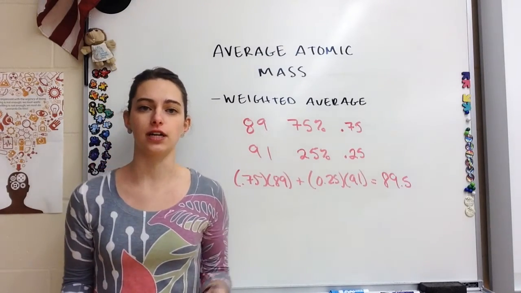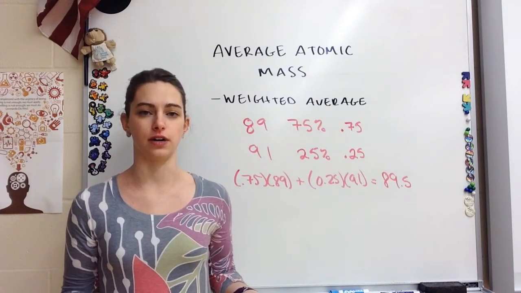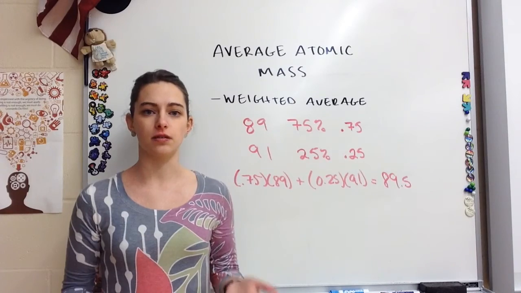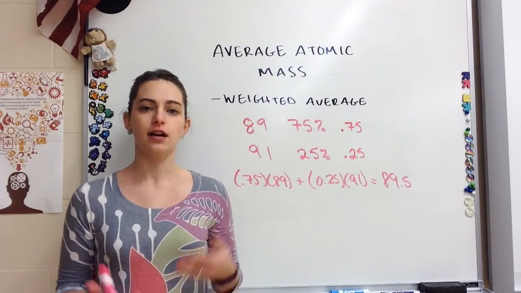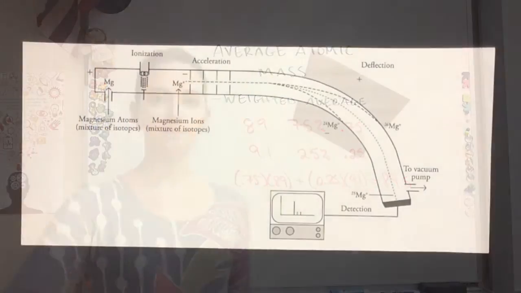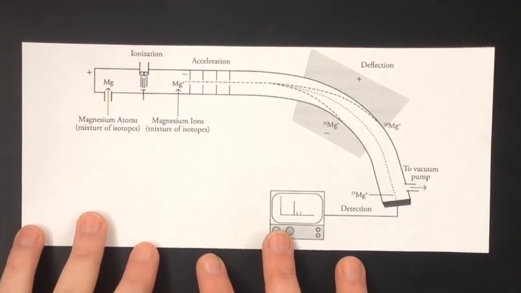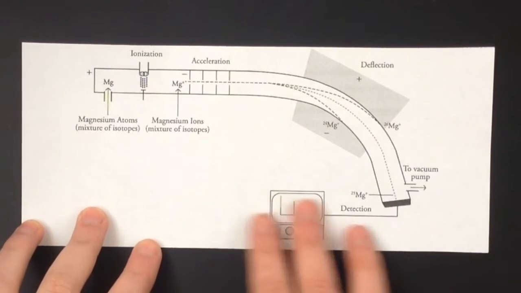Now, the big question is, how do scientists even know what the different isotopes are, let alone what their abundances are? Well, that's where something called mass spectrometry comes into play. So mass spectrometry, or mass spec, is one way that scientists can analyze different compounds or different elements to figure out their different ions. So this is a diagram of what this apparatus or instrument would look like.